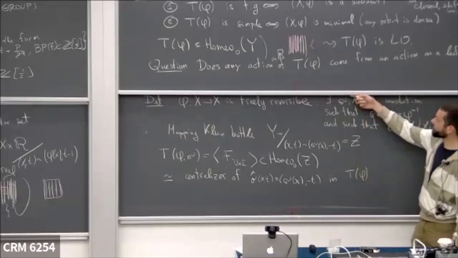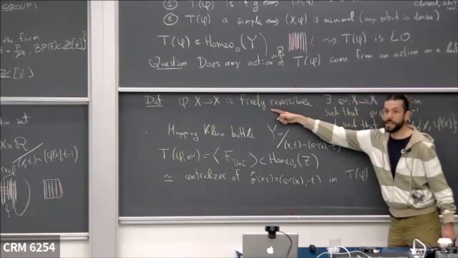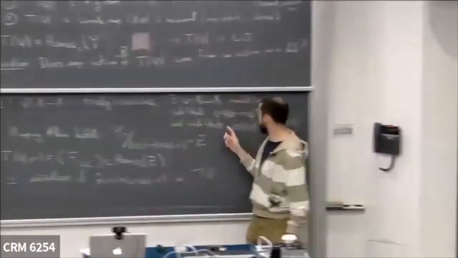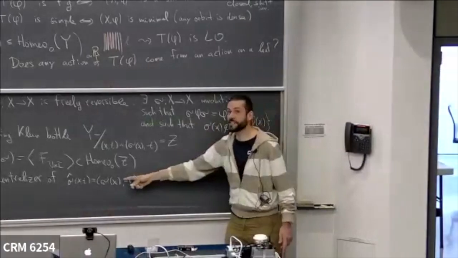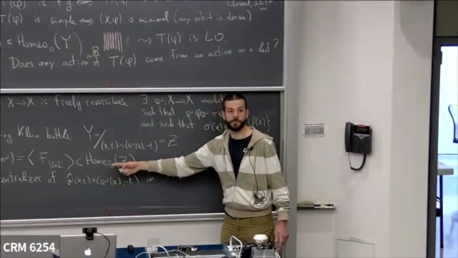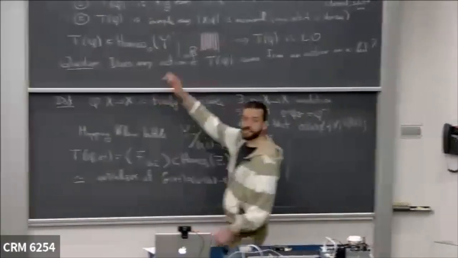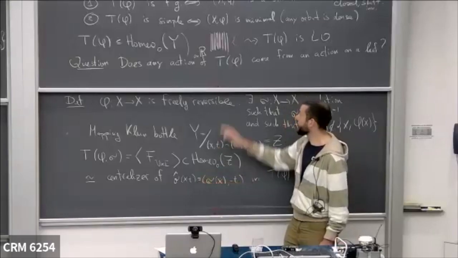Just a word on the terminology. The point we call this map freely reversible is that if this condition is satisfied, this means exactly that this involution has no fixed point on the mapping torus. That's why we call this freely. And then you can ask the same question for these groups, T phi sigma.